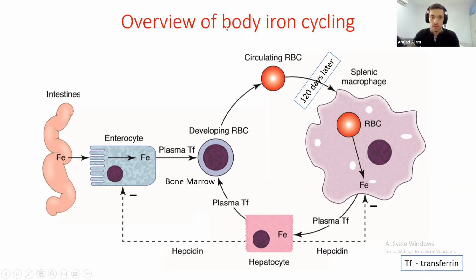Okay, everyone got this? Senescent RBCs means the old RBCs that should die in order to make new RBCs. It basically means old RBCs.